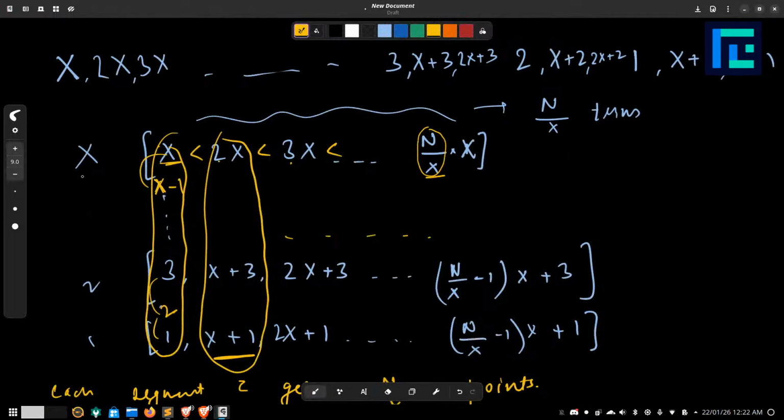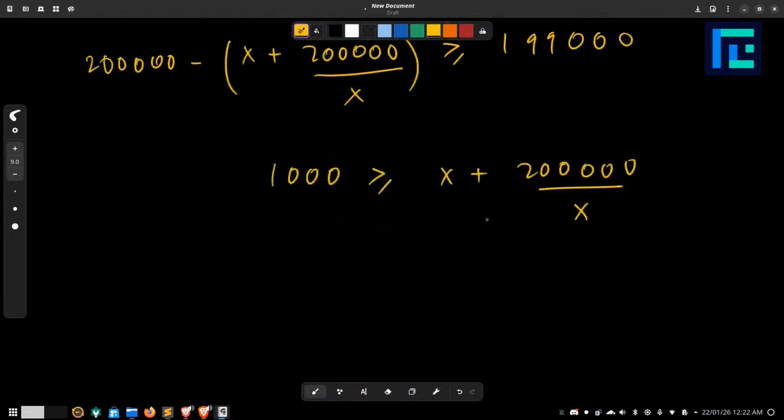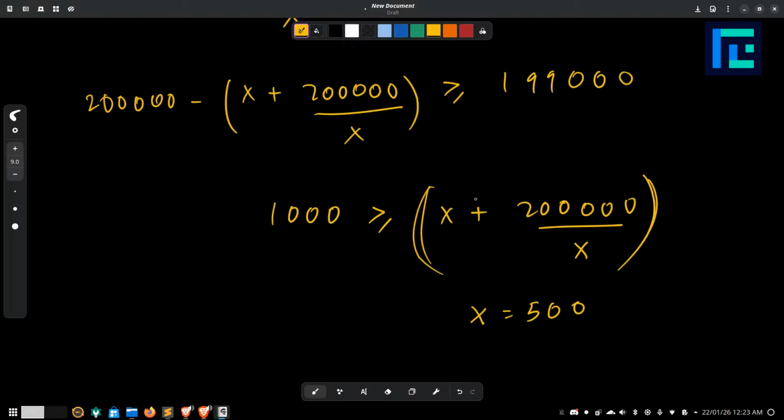Only then we will be able to make this kind of sequence easily, make this kind of permutation easily, because then all these numbers will be integers. So if we see the minima of this value, the minima of this value will occur at square root 200000, and obviously that is not an integer. So we can check for integers that are divisors of 2e5 near that value, and we'll get that x equal to 500 fits perfectly. Oh, my bad.